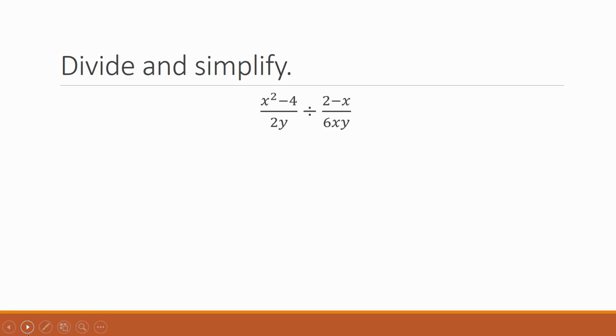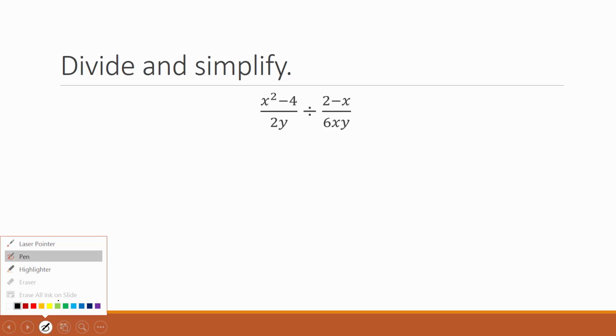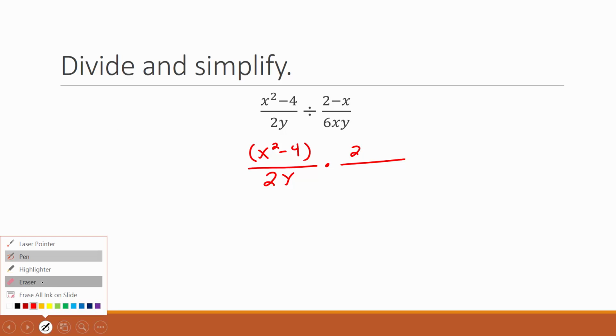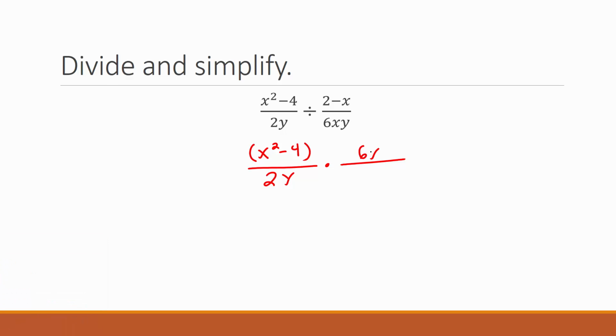Okay, with this problem, we have x squared minus 4 over 2y divided by 2 minus x over 6y. So again, we need to rewrite this as a multiplication problem. Keep, change, and flip. So x squared minus 4 over 2y times, flip it, 6xy over 2 minus x.